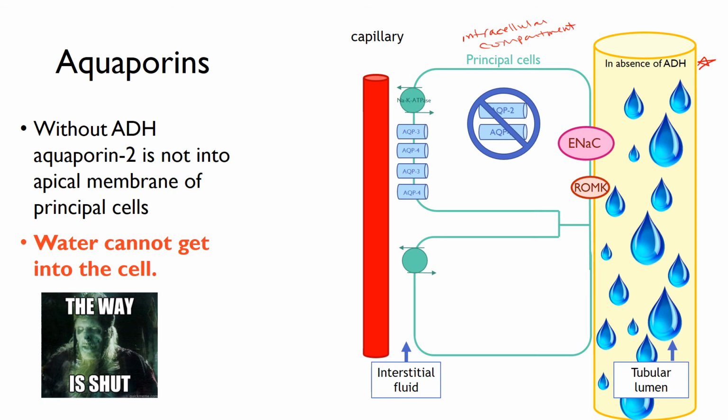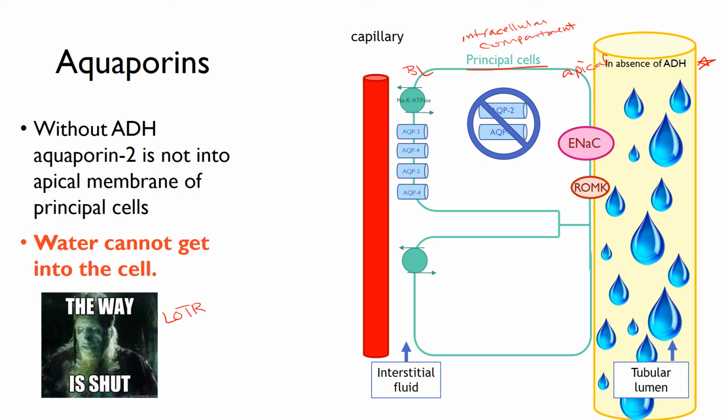So you saw on the last slide, those aquaporin 2 channels were inserted into the apical membrane of the principal cell. Well, this is basolateral on the left. Now, in the absence of ADH, they just stay inside, and they're not doing anybody any good inside the cell. Water can't get in. There's a barrier here. That's why I have my little meme over here from Lord of the Rings, if you remember this, saying the way is shut. Water can't get in.